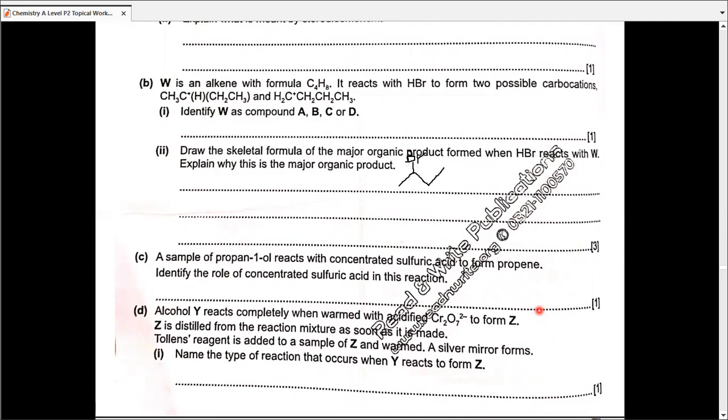This would be the skeletal formula of the major organic product, and this is the major organic product because the carbocation formed during its production is a secondary carbocation, which is more stable than a primary carbocation, which is found in the minor organic product. Perfect. Next, C.